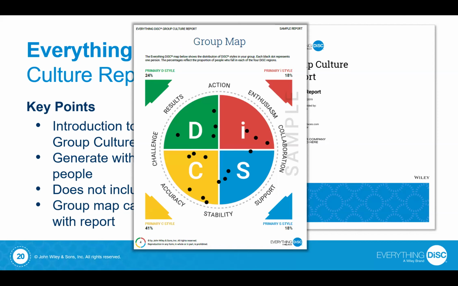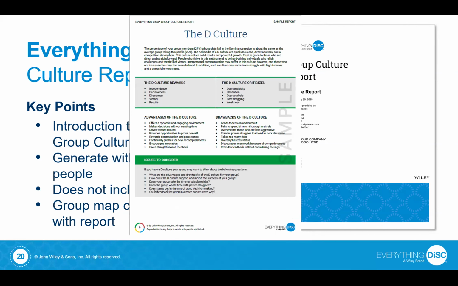So here we have a group that's 41% C, for example. And so we'd go to the culture pages. I've only got examples of the D pages here.